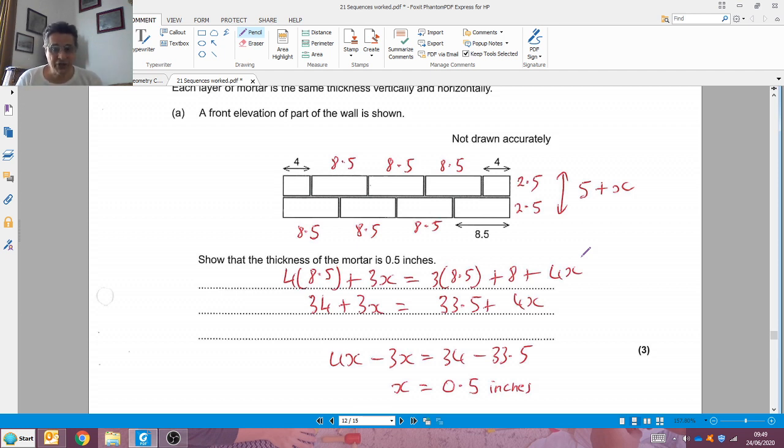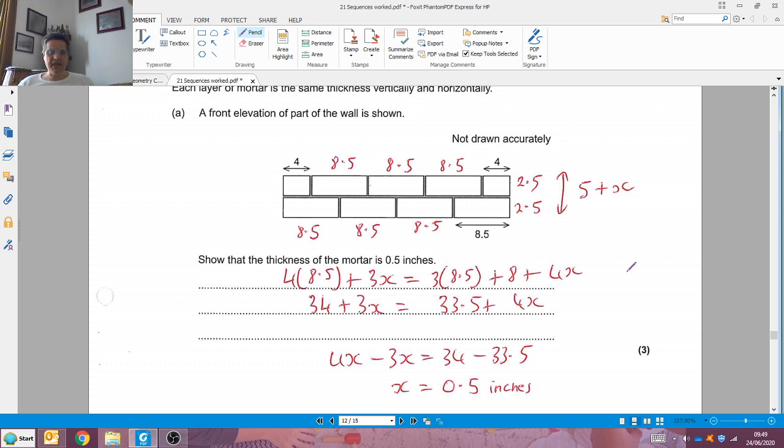Now it does say show that the mortar is 0.5 inches thick. That would imply setting up an equation and arriving at the answer of 0.5, rather than using 0.5 and just putting it into the wall and showing that these two lengths are the same. It's correct, but I would go with algebra. It's a higher level thing. So I've got 4 lots of 8.5 underneath here, plus 3 lots of x, and that's the same as 3 lots of 8.5 plus 4 and 4, 8, plus 4 lots of mortar. Is that right? That's the algebra.